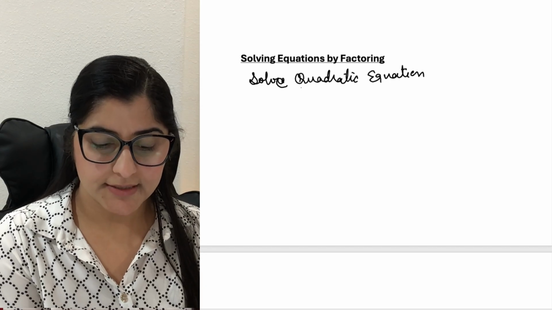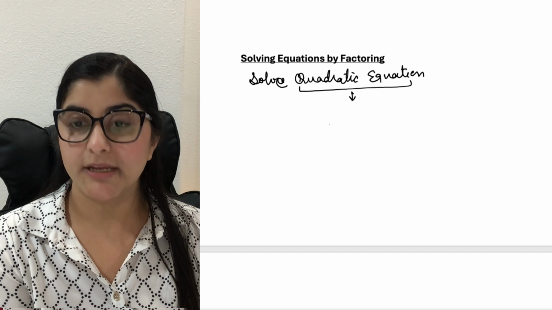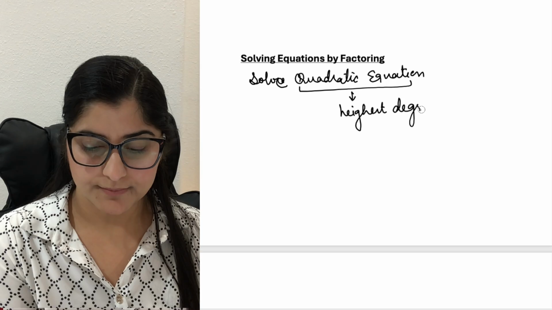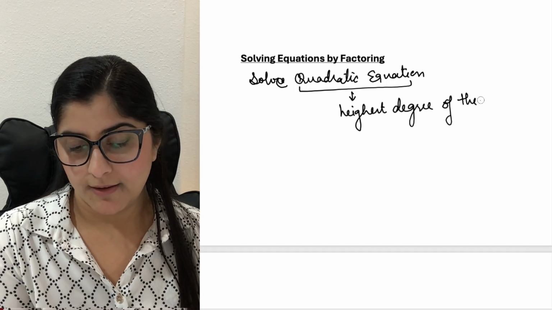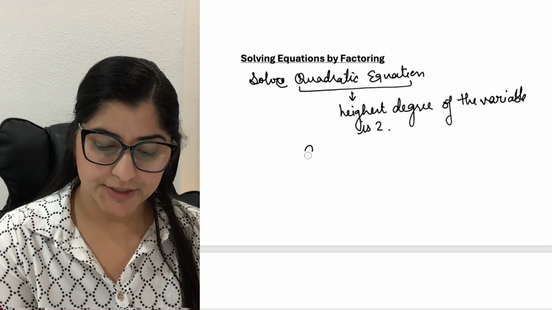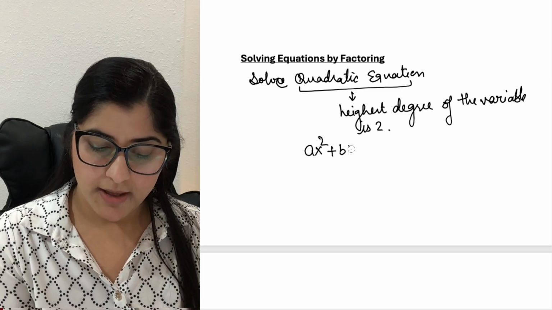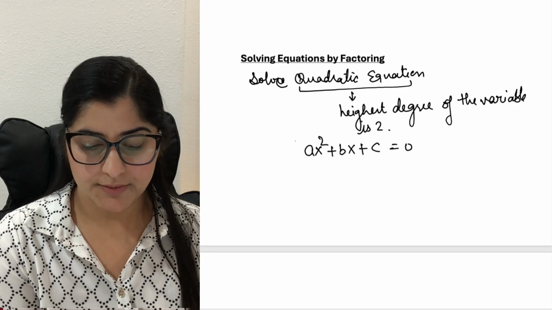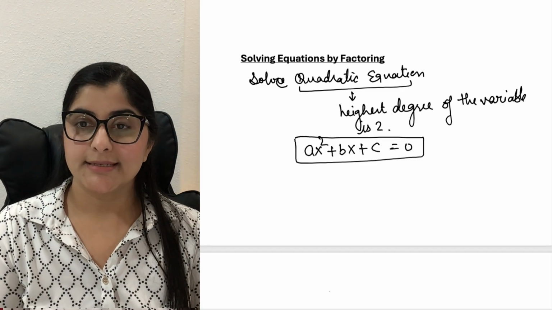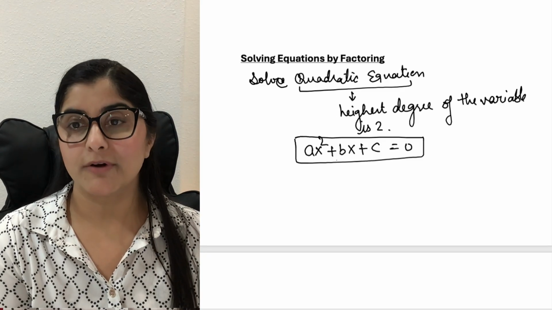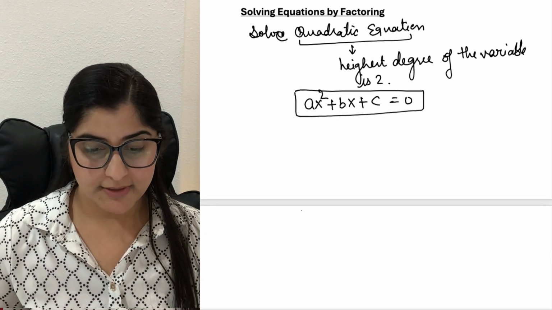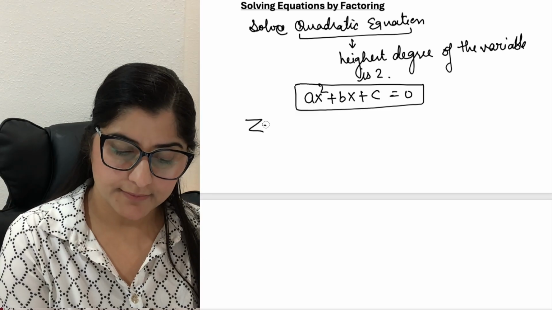Quadratic equations are equations where the highest degree of the variable is 2. So quadratic equations look like ax squared plus bx plus c is equal to 0. This is a degree 2 equation and we call it a quadratic equation. And now we are going to learn how to solve for x values which satisfy this equation. Okay, before that we will first learn about the zero factor property.